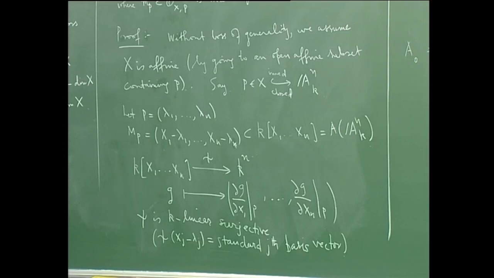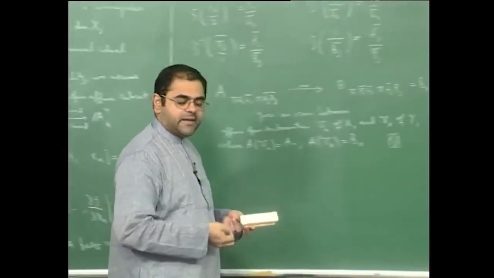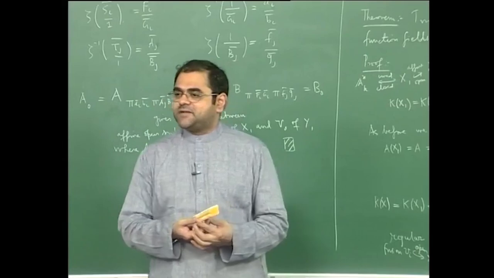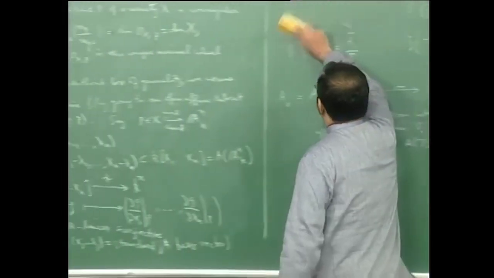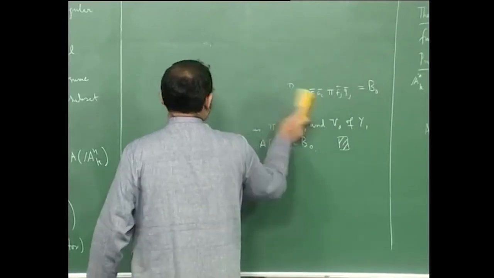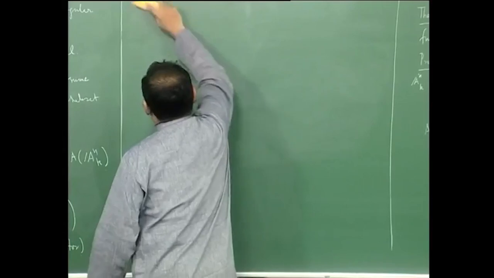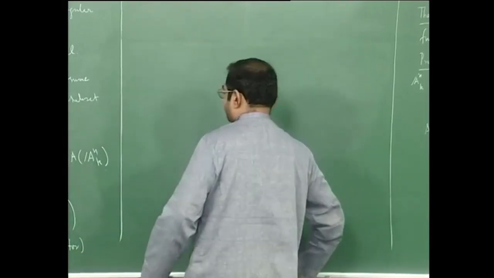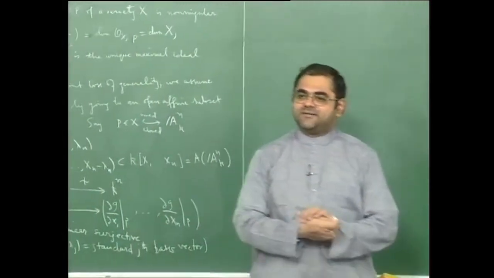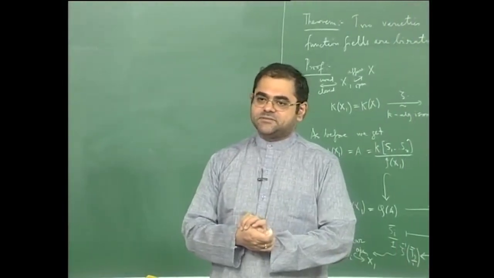So it's a linear surjective map. And now the point is that the kernel is exactly the square of this maximal ideal. So in other words, psi induces an isomorphism of the n-dimensional vector space k^n with mp mod mp squared. So mp mod mp squared is just the n-dimensional vector space k^n.